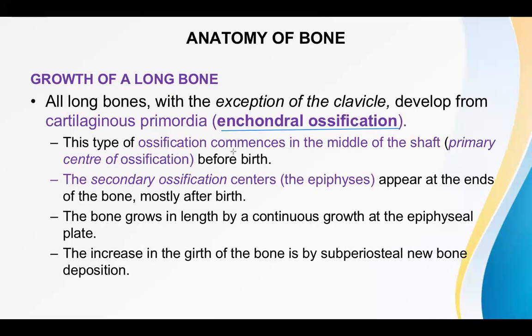Now, this type of ossification starts, okay, in the middle of the shaft, which is called primary center of ossification, and it is already there before the birth. The primary centers of ossification are already developed before birth, and these are mainly present in the middle of the shaft. The secondary ossification centers, which are in the epiphysis, means toward the end of the bone, appear at the end of the bone because they are epiphysis and they mostly occur after the birth.